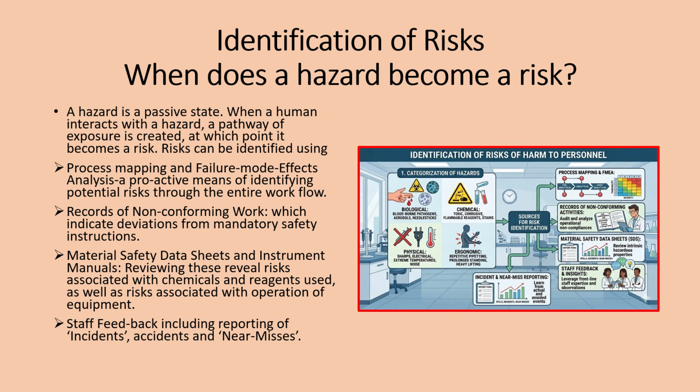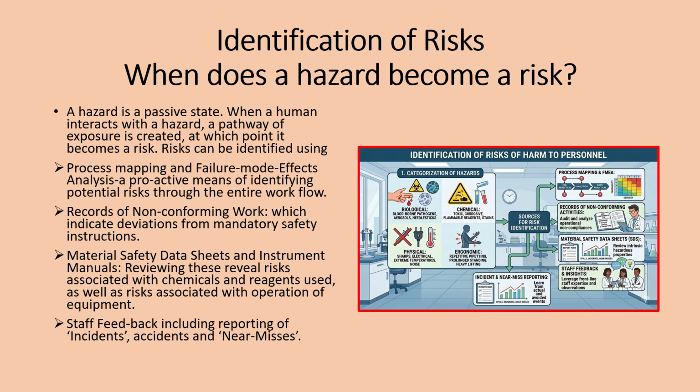Identification of risks. When does a hazard become a risk? A hazard is a passive state. When a human interacts with a hazard, a pathway of exposure is created, at which point it becomes a risk. Risk can be identified using process mapping and failure mode effects analysis, a proactive means of identifying potential risks through the entire workflow. Records of non-conforming work, which indicate deviations from mandatory safety instructions.